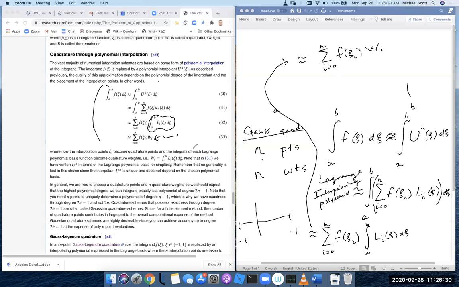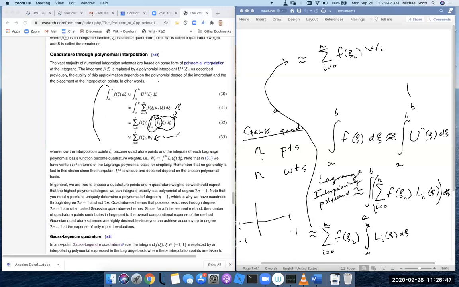You might have wondered where the weights come from. What is this? It's just the integrals of the basis functions, right? Yeah, this is cool. It's just the area underneath each Lagrange basis function, and you should check that.